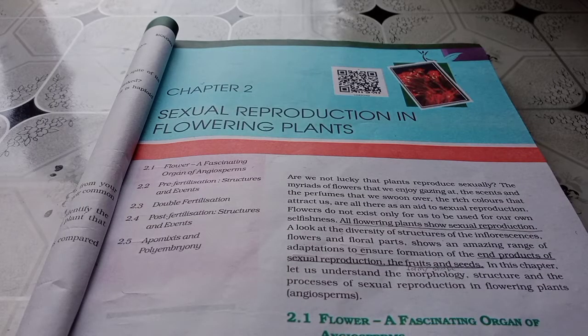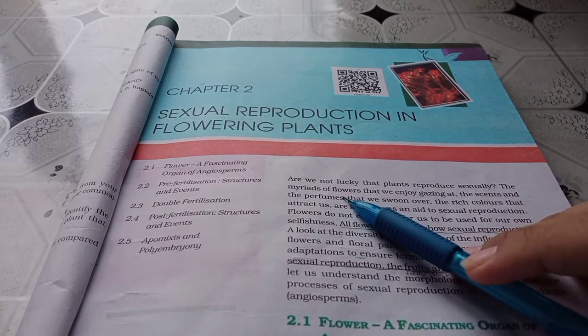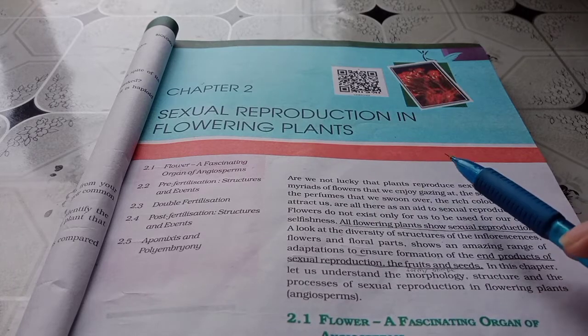I'm going to start with chapter 2, that is sexual reproduction in flowering plants. I'll just read through it, underline the important points and explain it from the textbook itself. Are we not lucky that plants reproduce sexually?